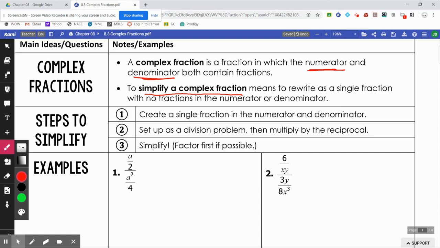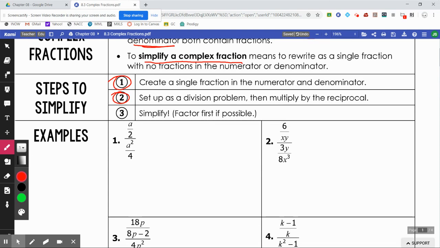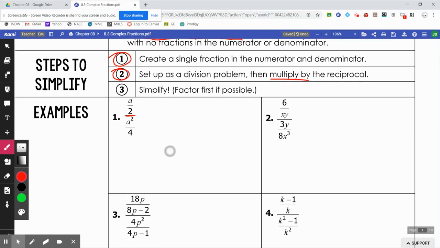And this is going to be a fairly easy process. If we understood the others, it's pretty much the same thing. Step number one, we're going to create a single fraction in the numerator and the denominator. So we're going to combine any like terms, combine the numerators together, the denominators together. Step number two, we're going to set up as a division problem. Because in a complex fraction, this middle fraction bar right here simply means divide. So we're just going to set it up as a division problem, and then again, multiply by the reciprocal, flip and multiply. And then we're going to simplify, factor if possible.